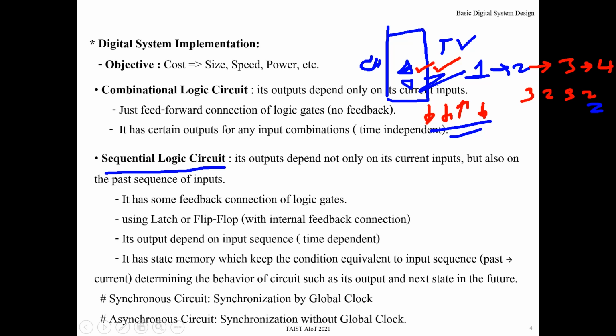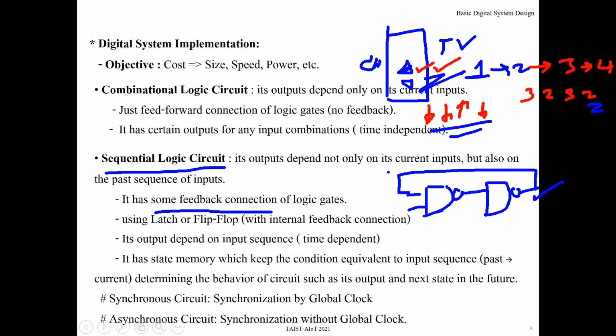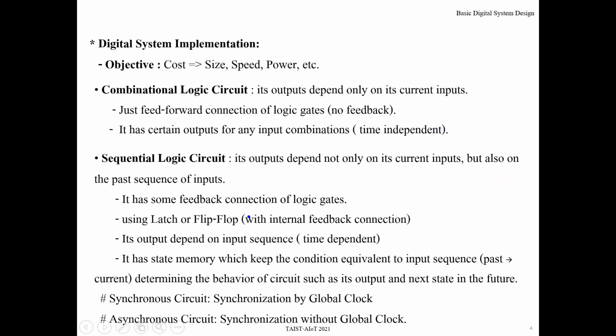To implement this one, it has some feedback connection. For example, this logic gate connects to this one, and this one maybe has some feedback. This output feeds back to the previous input of the logic gate, something like that. And we use a latch or flip-flop as memory of the circuit. This output depends on the sequence of input. It's time dependent, and it has state memory, maybe using flip-flops or latches, to keep the condition equivalent to the input sequence from the past to the current.